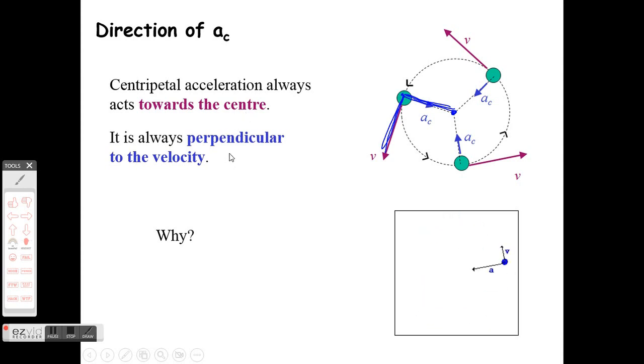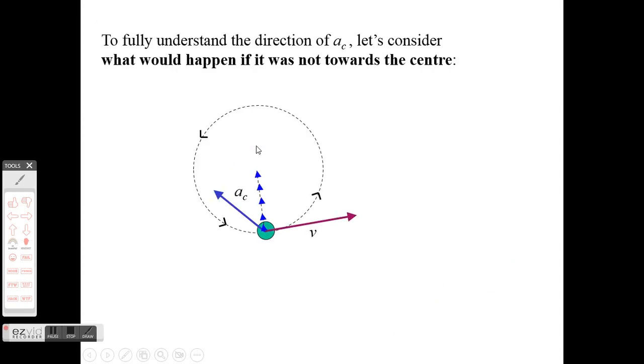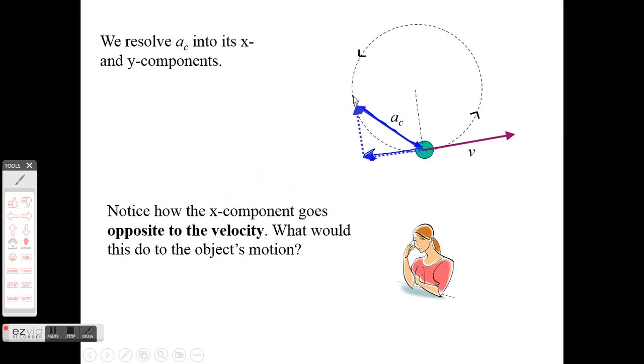Well, let's imagine what would happen if it was not directed towards the center. So the little blue arrows here, this is where it actually is, but let's imagine it's this vector here. All right? Well, to analyze this, we're going to break it into its vector components. We're going to call this an X and a Y component. Now, we've got a problem already. The X component is in the opposite direction of the velocity. This is going to slow it down, and now we're not going to have uniform circular motion anymore.